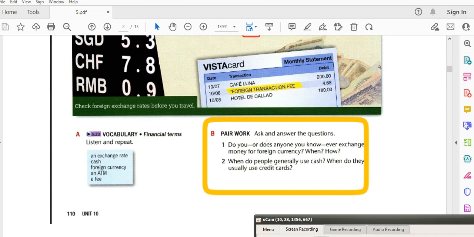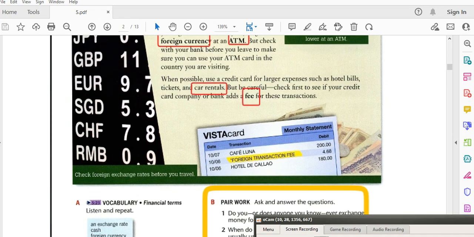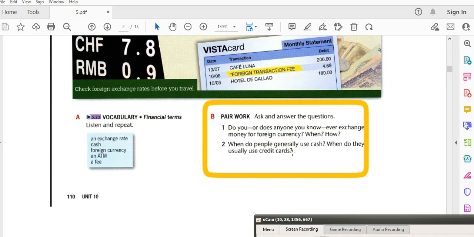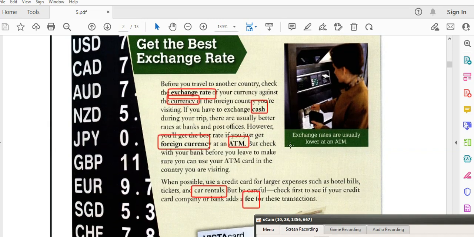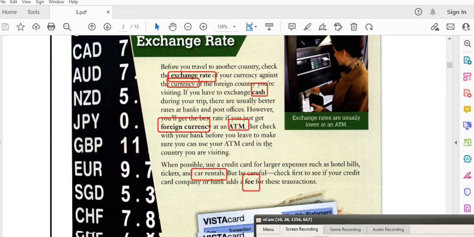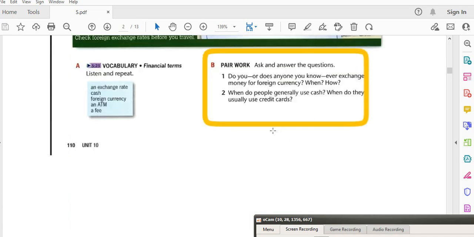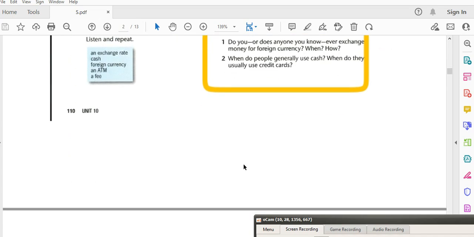A fee means the money that you should pay for something. Do you or does anyone you know ever exchange money for foreign currency? When and how? When do people generally use cash? It means the bill. These are the bills. When do they usually use credit card? You see, this is the credit card. You use it in your ATM. Answer the questions of these parts. Take a photo and send it to me.